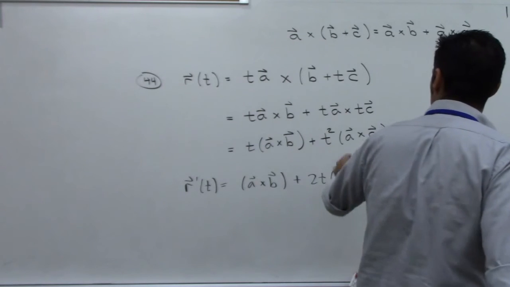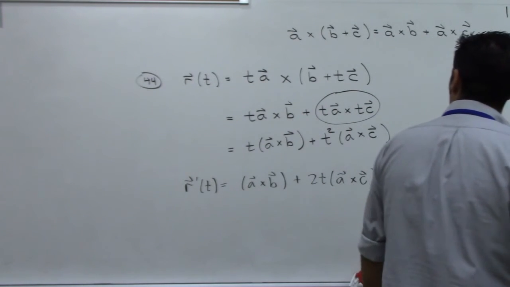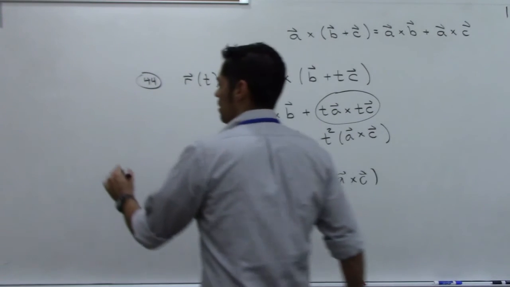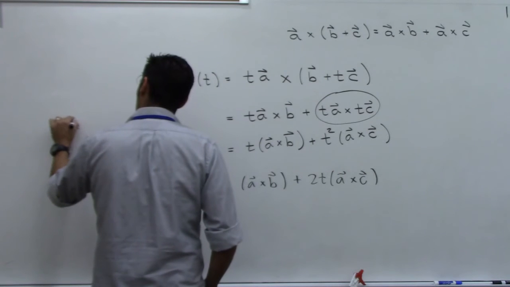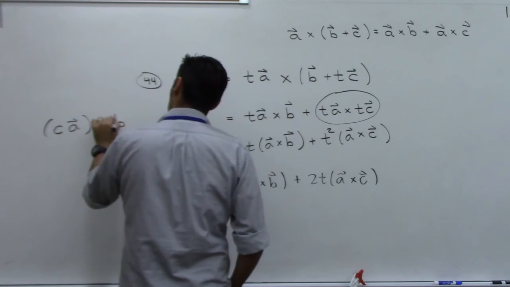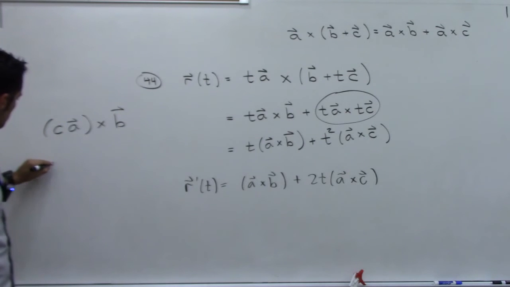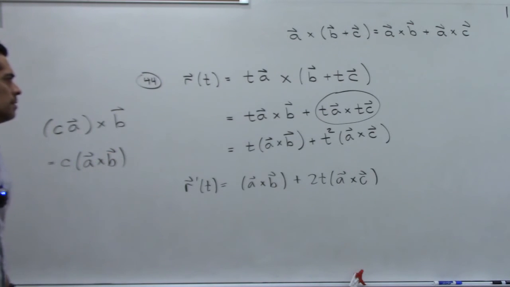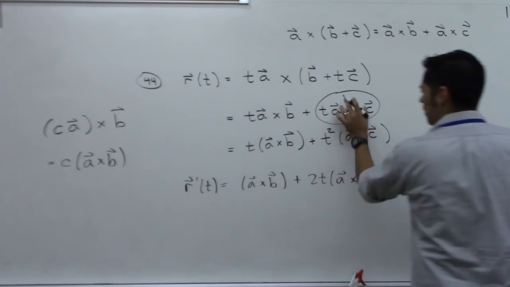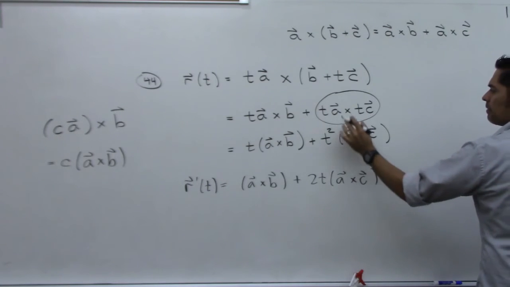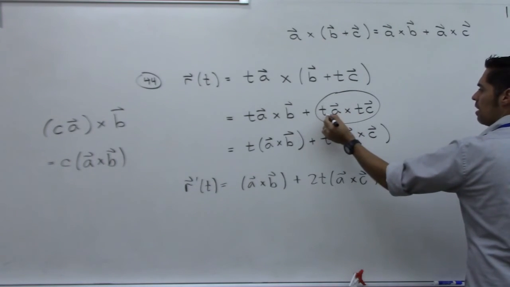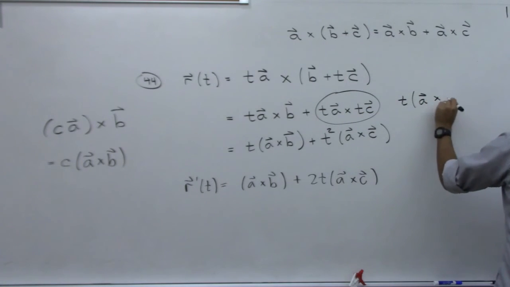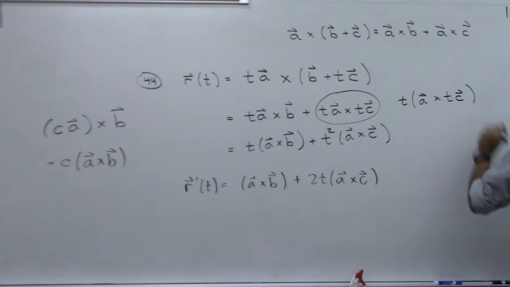On this piece right here, just so you know, I'm using property 2. Property 2 says if you have a constant times a vector A crossed with a vector B, this is equal to the constant times A cross B. So when I went from here to here, first, let's look at this. I'm going to look at this as a constant, A cross something. So I'm going to pull the constant out, A cross T C, like that.